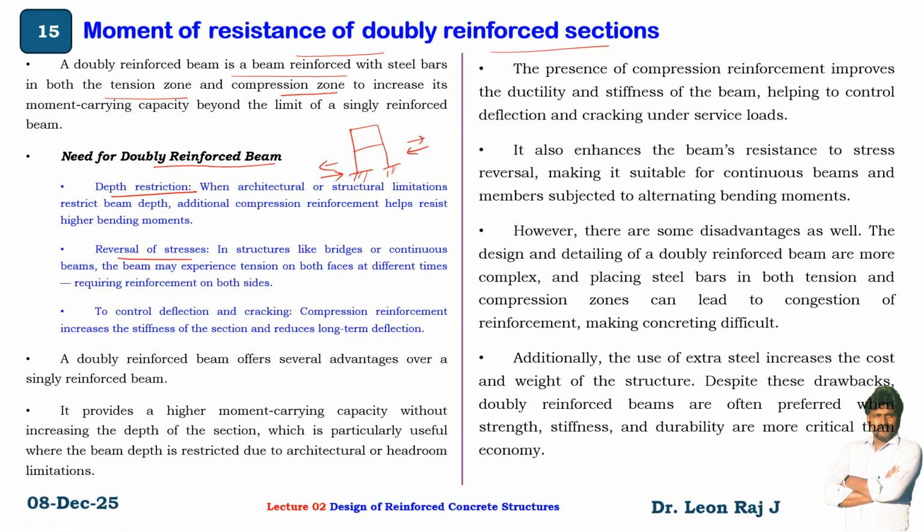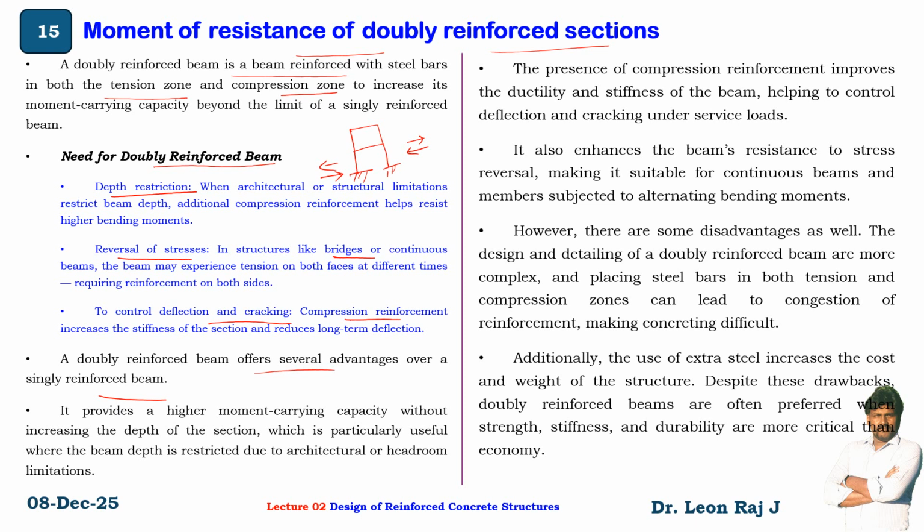In those cases, tension reinforcement and compression reinforcement will perform better than singly reinforced beams. To control deflection and cracking, compression reinforcement helps. A doubly reinforced beam offers several advantages over a singly reinforced beam. Nowadays, we are providing at least a minimum number of bars in the compression zone to avoid any stress reversal.